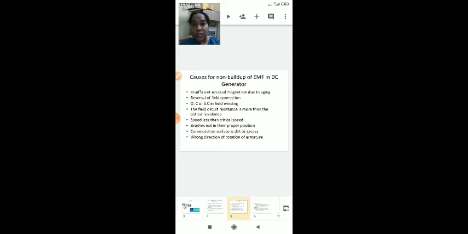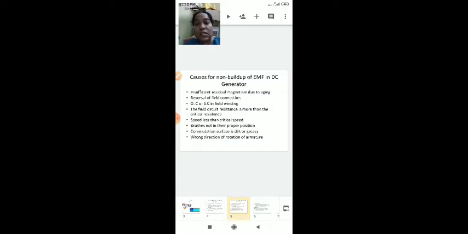Due to residual magnetism, a small amount of EMF is induced. That EMF is due to this residual magnetism. If residual magnetism is very little, then the EMF is very small, but it must be there in our machine for the buildup of EMF. If residual magnetism is not sufficient, then it will become a big problem. That's why we have to maintain our magnetism very strong. We have to give field strength to keep our magnet healthy. If the magnet is good, then only it is able to produce residual magnetism.